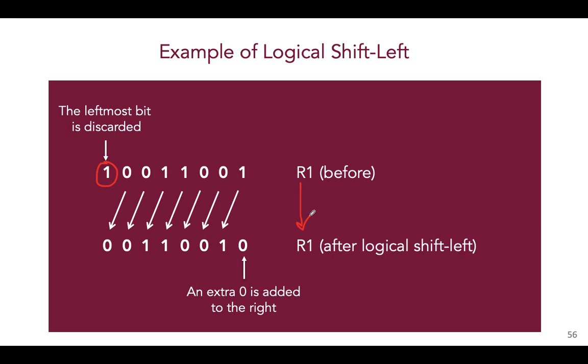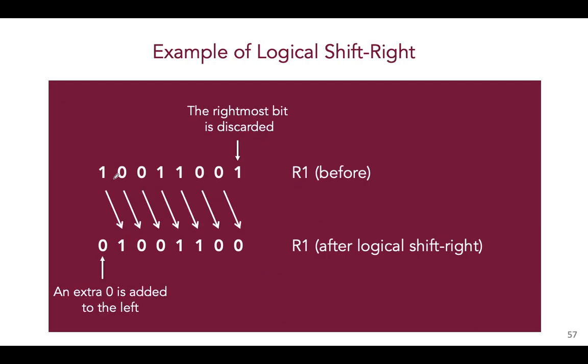Same way you can do it by 2 bits, by 3 bits, by 4 bits. It all depends on how many leftmost bits you'll have to discard and how many zeros you'll have to add to make up for the ones that you discarded. This is what logical shift left is.